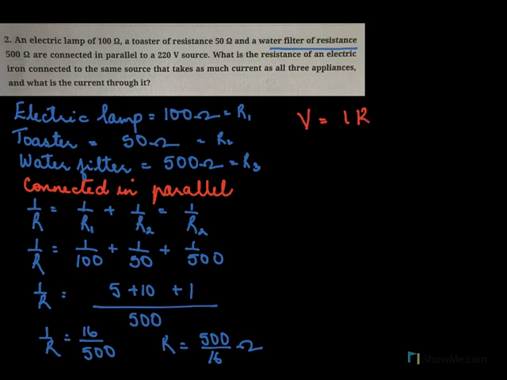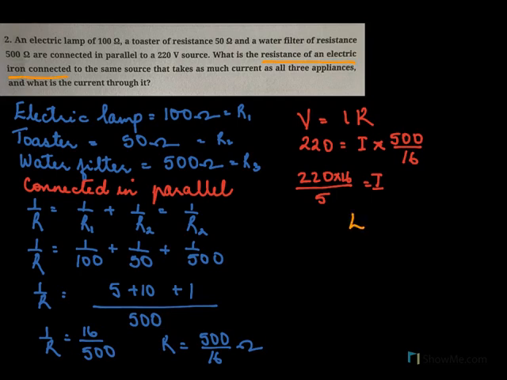So now in this circuit again we put Ohm's law, V equals IR, and the voltage is 220. The current passing through the circuit we do not know, but we know the resistance of the circuit is 500 over 16. So the current passing through the circuit will be 220 into 16 over 500. And I'm not going to reduce it, I'll keep it the same way. In the second part of the sum, what is the resistance of an electric iron?